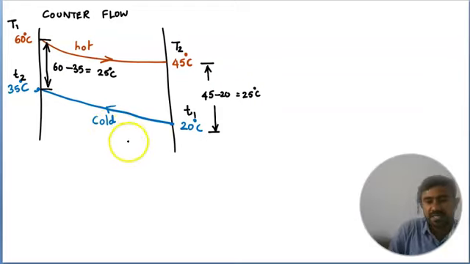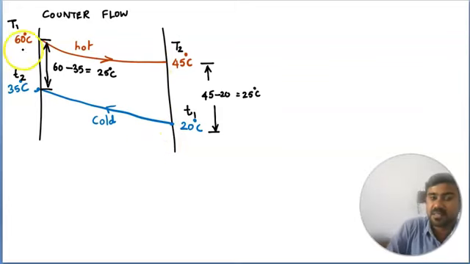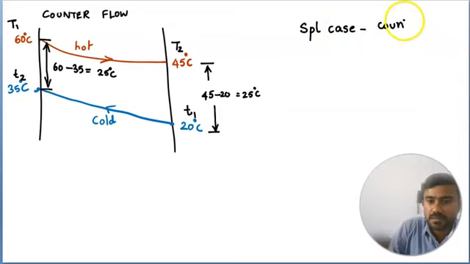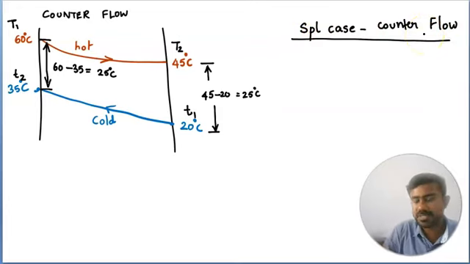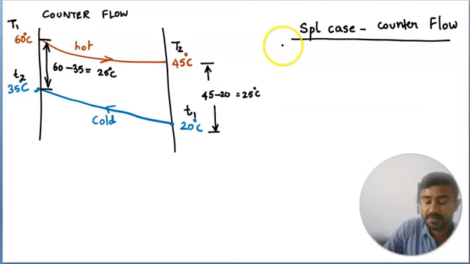This is a special case in counterflow. When this happens, the temperature difference is the same at the inlet and the exit. So this is a special case in counterflow. If this happens, your formula will give a 0 by 0 form. You will get a 0 by 0 as the answer, and you will not be able to use the formula directly. So what is this special case?